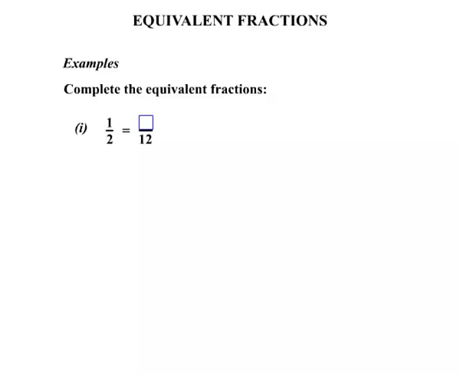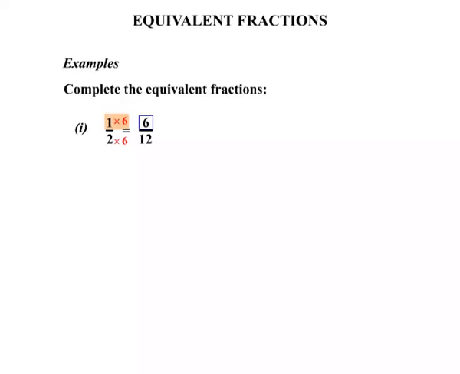Let's look at some examples now. We're asked to complete the equivalent fractions. Firstly, we have 1/2 equals something over 12. What we need to work out is how that 2 has been changed to 12. What do you need to multiply 2 by to get 12? Well, we need to times by 6. So we do the same to the top as well, to the numerator. So on the top, 1 times 6 is 6.